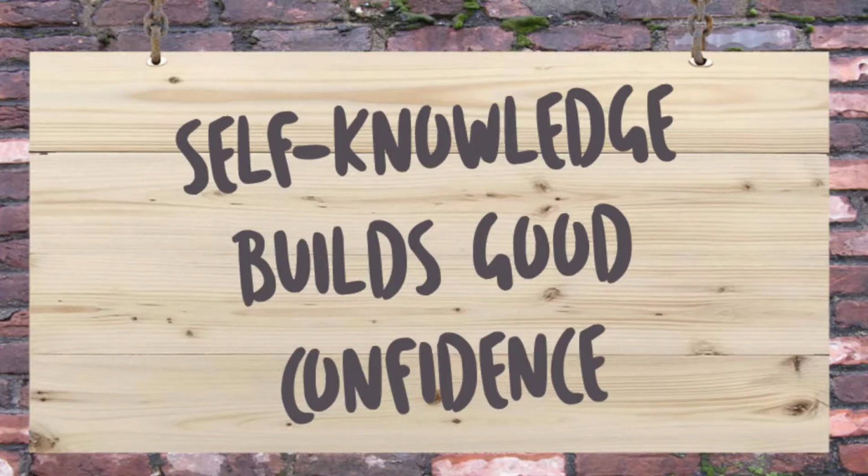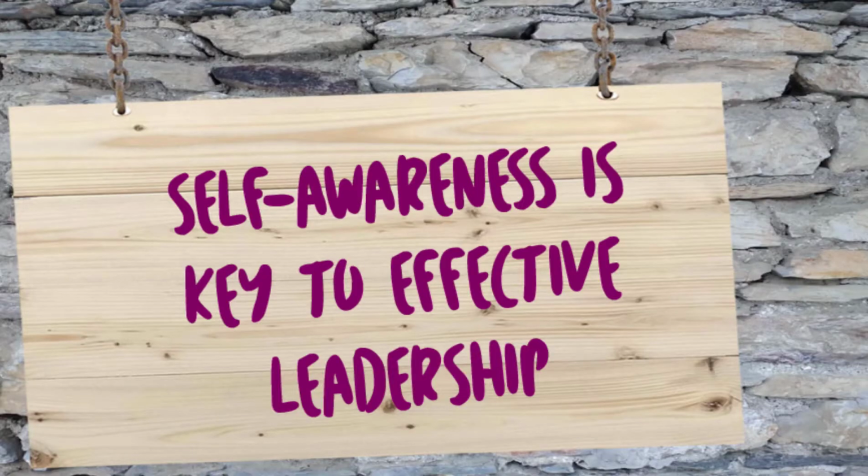Bell Smith argues that self-knowledge builds confidence and good confidence. I suggest that bad confidence are people who act super sure of themselves but don't really have anything to back it up with. Good confidence are people who act sure of themselves and have the tools and abilities to back up their confidence. Second, self-awareness is a cornerstone of effective leadership.